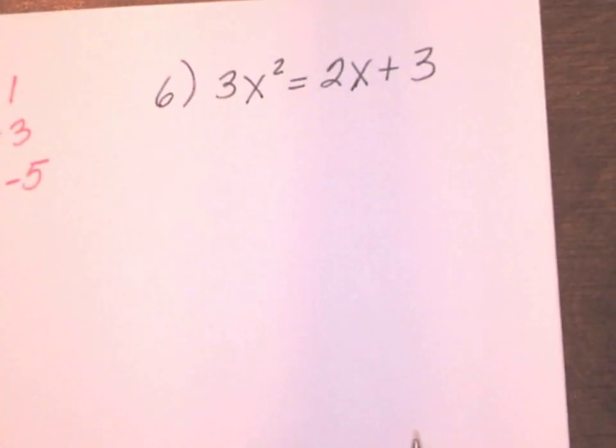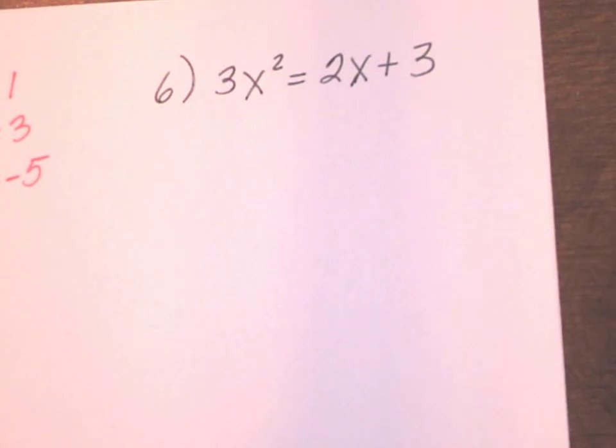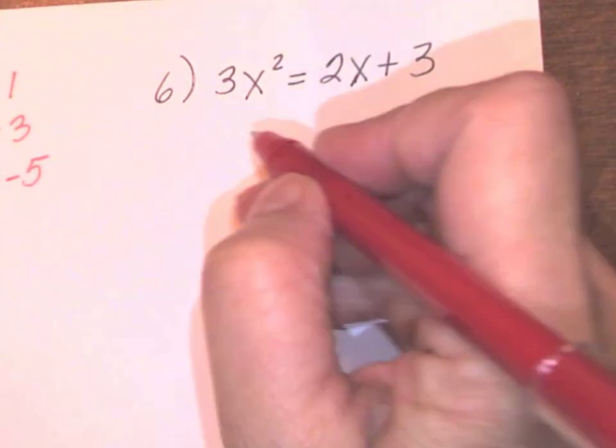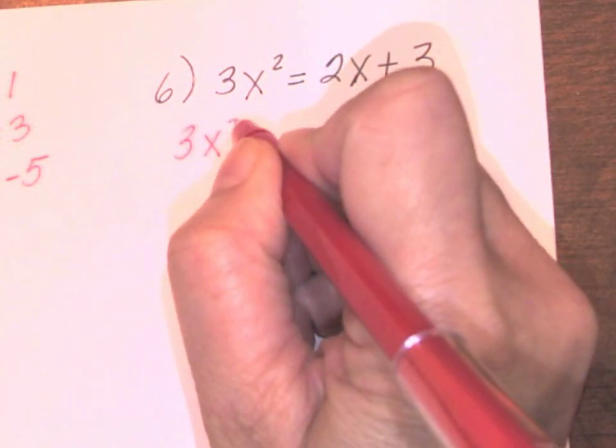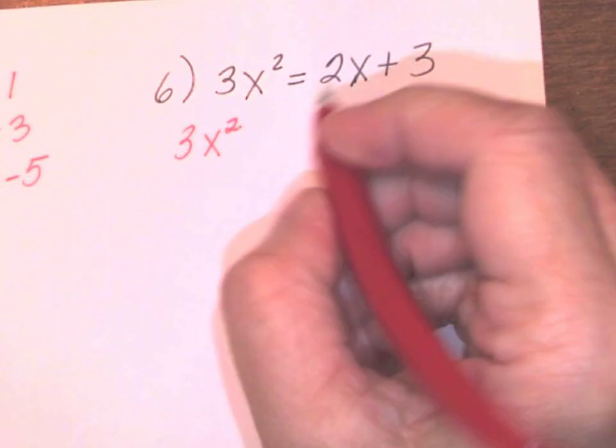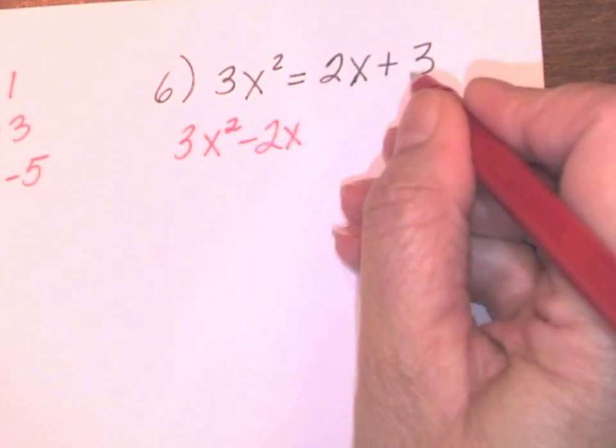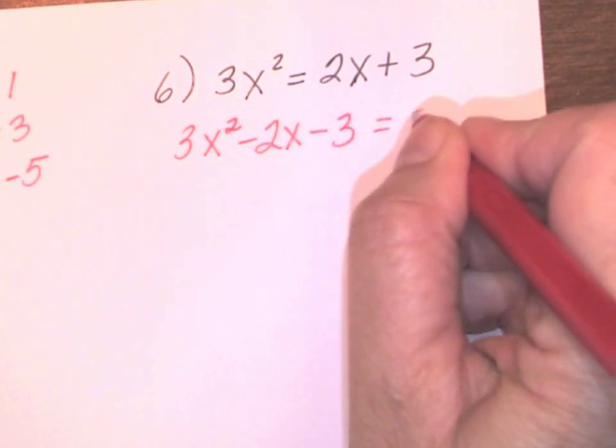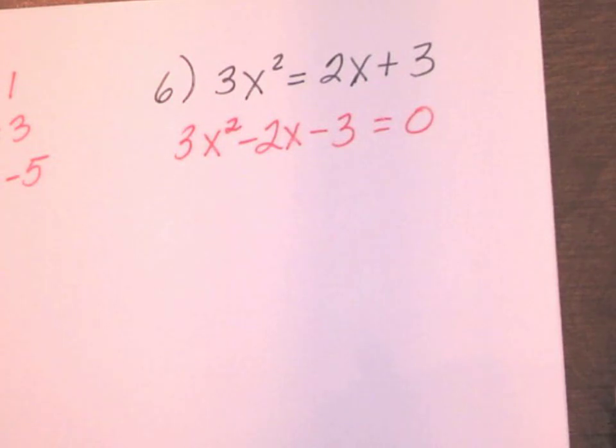So let's look at the other one. This one does have an x term, so I can't use the square root of both sides, but it's not equal to 0. So the first thing I want to do is make it equal to 0. To do that, I have to minus the 2x minus the 3. Now I have it equal to 0.